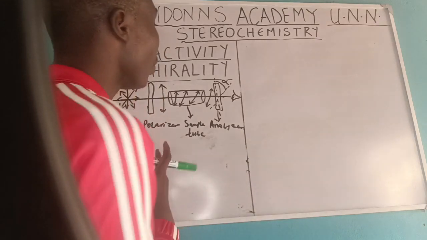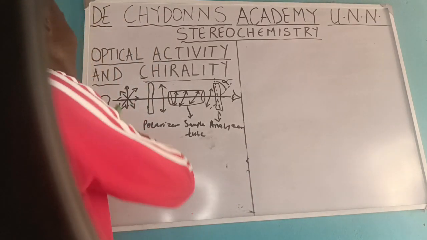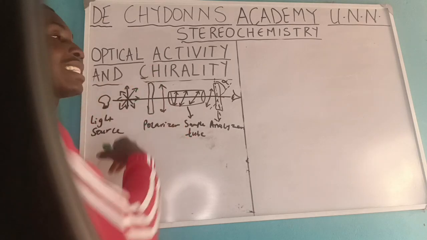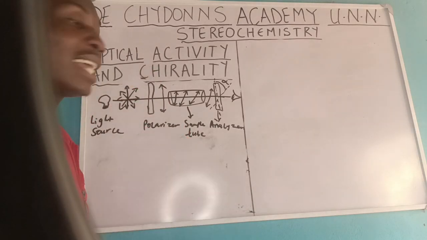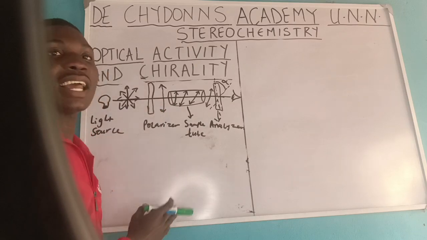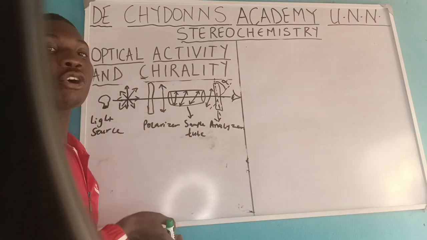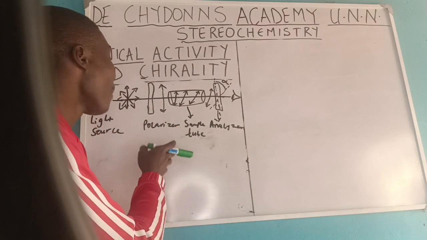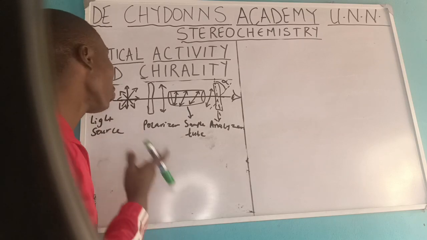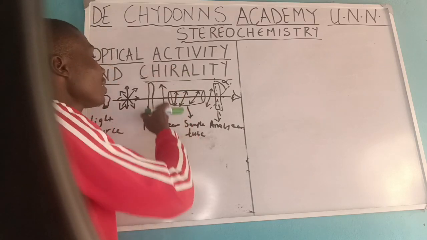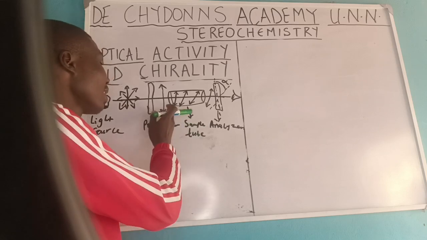So now let's understand how this operates. This is a light source, and it produces light that vibrates in different planes. But when it passes through the first lens, which is a polarizer, and it can be called a prism, or it can also be the other type of polarizer we talked about, it now produces plane polarized light, as you can see here.